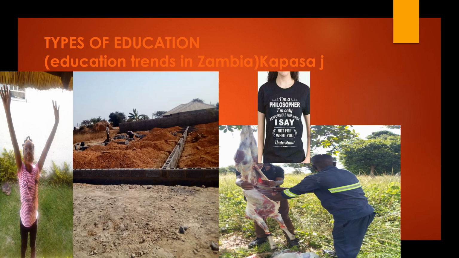I think we're done with missionaries in terms of their characteristics, beginning with the aim of education, the teachers, the curriculum, and the methodology of teaching. Okay. We proceed. We go to colonial education.